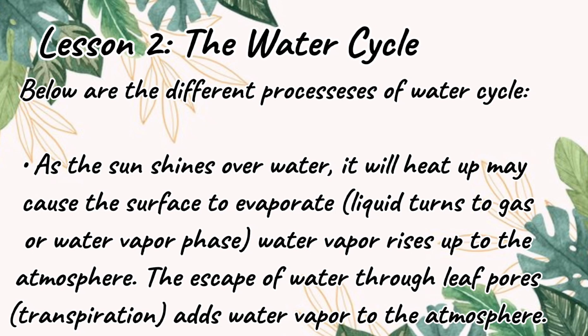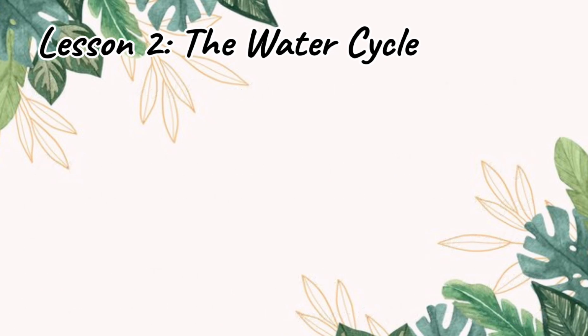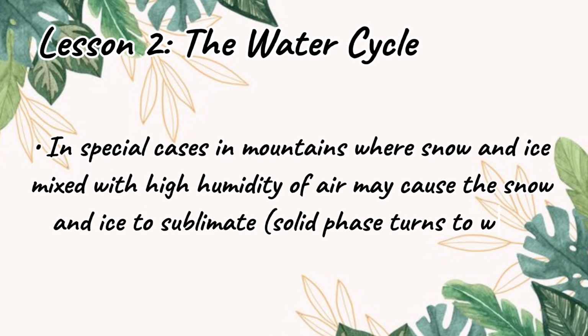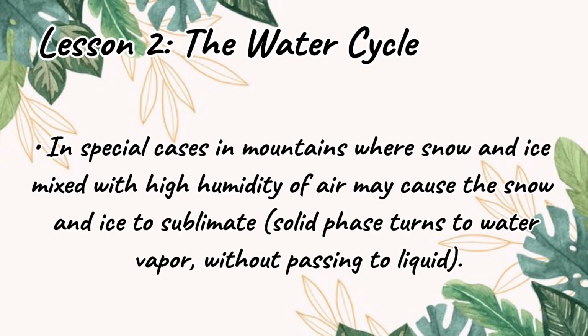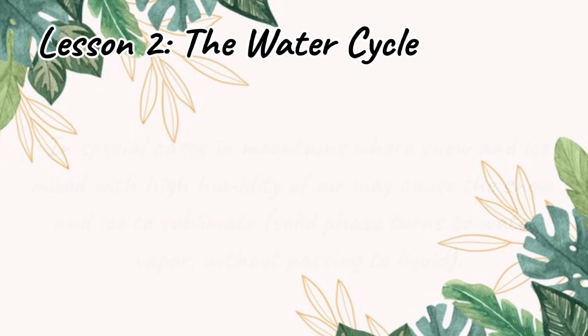As the sun shines over water, it will heat up and may cause the surface to evaporate. Liquid turns to gas, or the water vapor phase. Water vapor rises up to the atmosphere. The escape of water through leaf pores, transpiration, adds water vapor to the atmosphere. In special cases in mountains where snow and ice mix with high humidity of air, the snow and ice may sublimate. The solid phase turns to water vapor without passing through liquid.